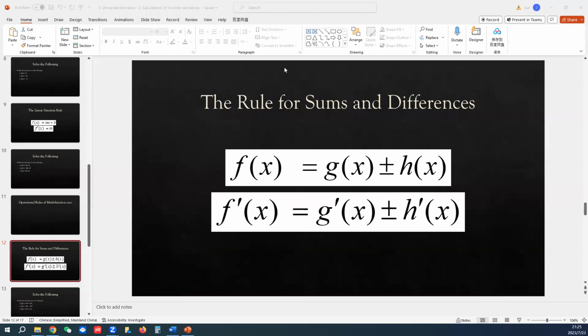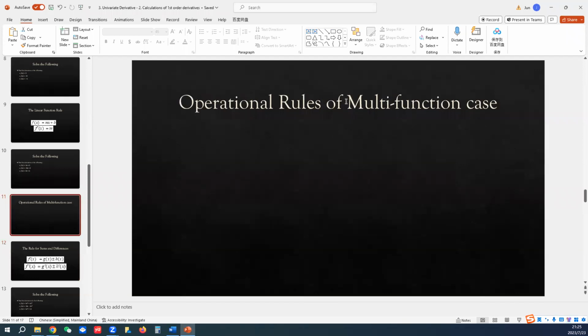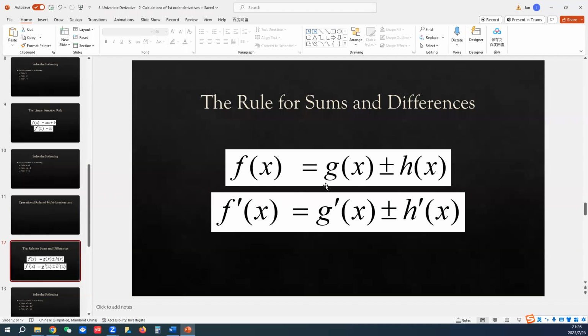Now let's look at the application of what I call the multi-function case, the operational rule of derivative for the multi-function case. Okay, so that means there are multiple functions in this case. So here, f(x) equals, this is the first case, in which these two functions are summed up or deducted.